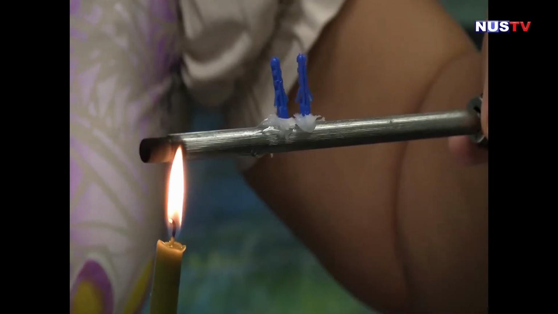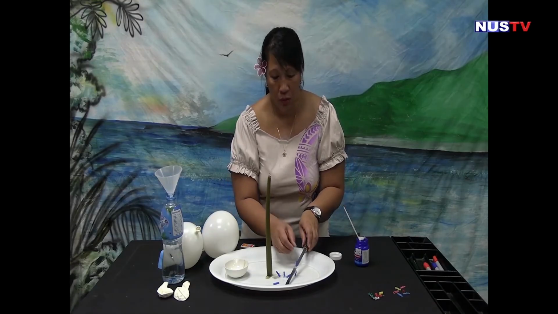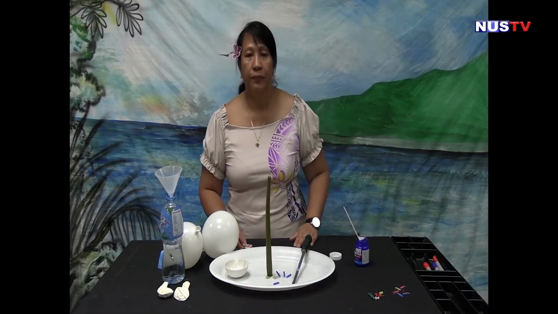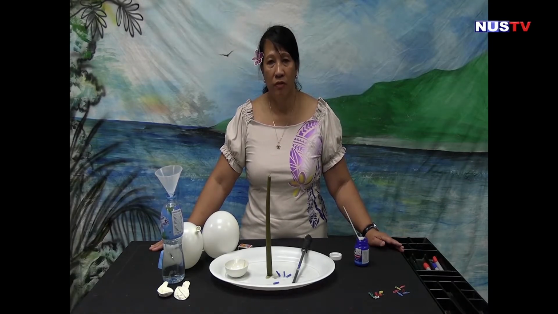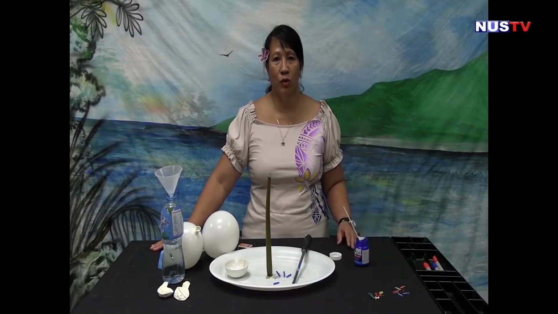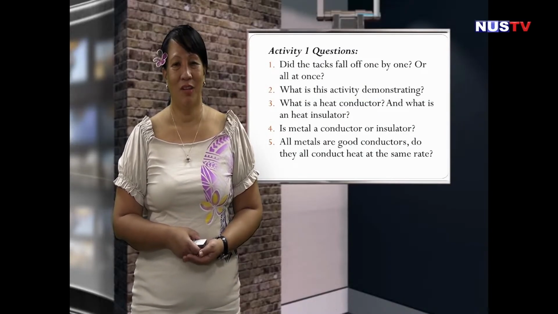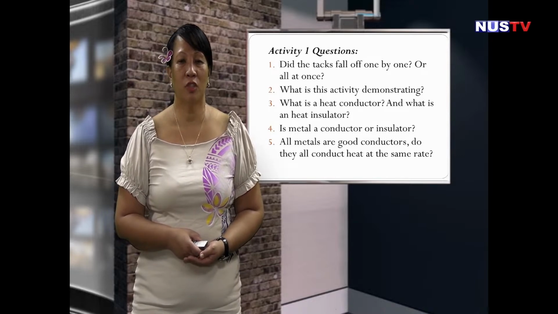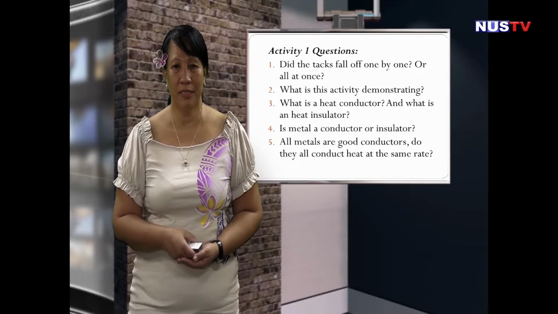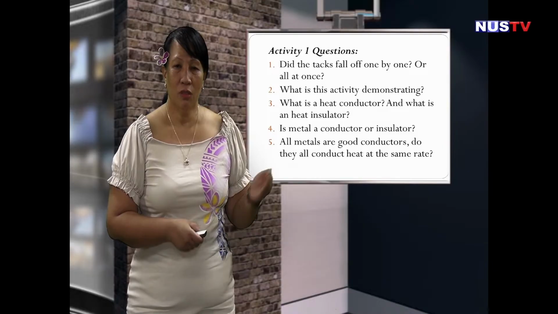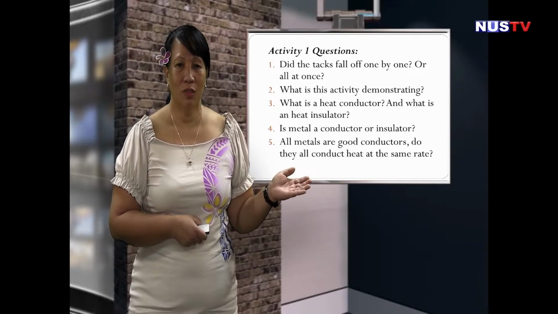Okay, I think we have seen enough of this. Let's turn this off before we burn our house down. So that's our activity number 1. Now remember, after every activity, we should be asking ourselves some questions. Okay, so now that we have done our activity 1, let's have a look at some questions to challenge our critical thinking and also to reinforce what we have learned from this activity. First question for us today: did the tacks fall off one by one or all at once? What did you see?